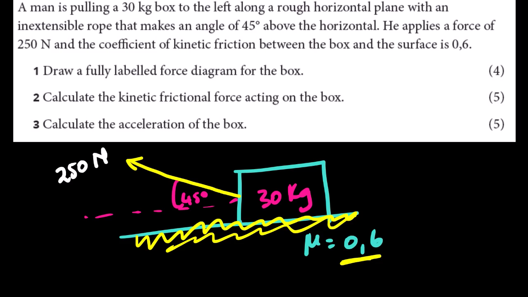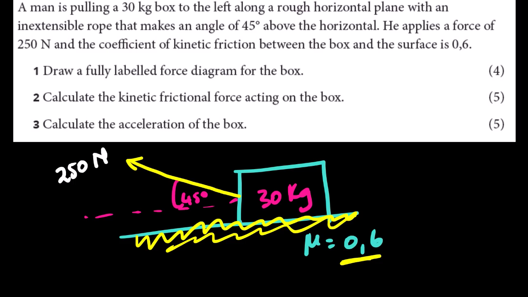And you should also take note that in physics we do have keywords. We do have indications that we should take note of that will assist us when it comes to choosing equations or when it comes to answering the questions. Now let us go to the first question.